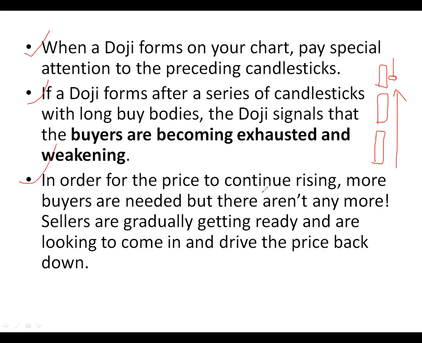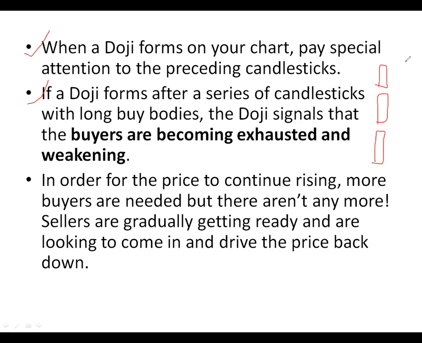So in order for the price to continue rising, more buyers are needed, but they aren't there anymore. Sellers are gradually getting ready and are looking to come in and drive the price back down. So when you see a doji, especially in a bull trend or a buy trend, it simply means that the buyers are getting exhausted and the sellers are beginning to come into the market, and they will be taking the price in the opposite direction very soon. That is what a doji candle means when you spot it on an uptrend. Is that okay? Now, what if you spotted it on a downtrend?